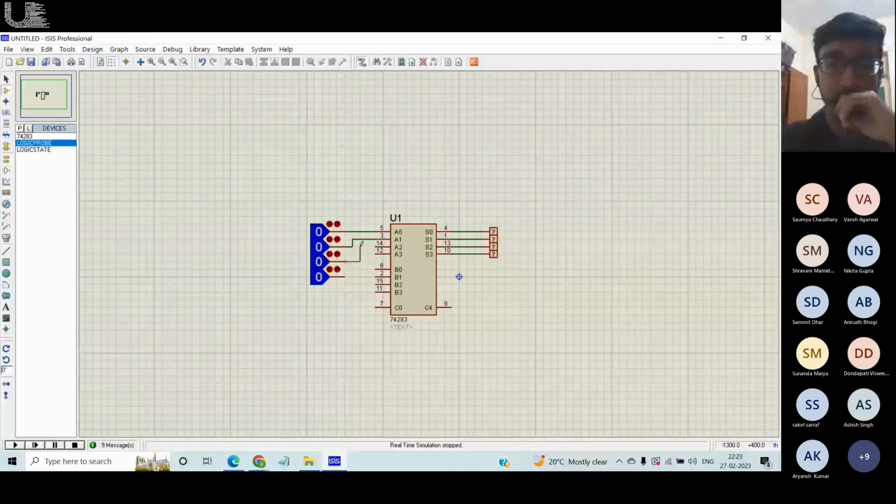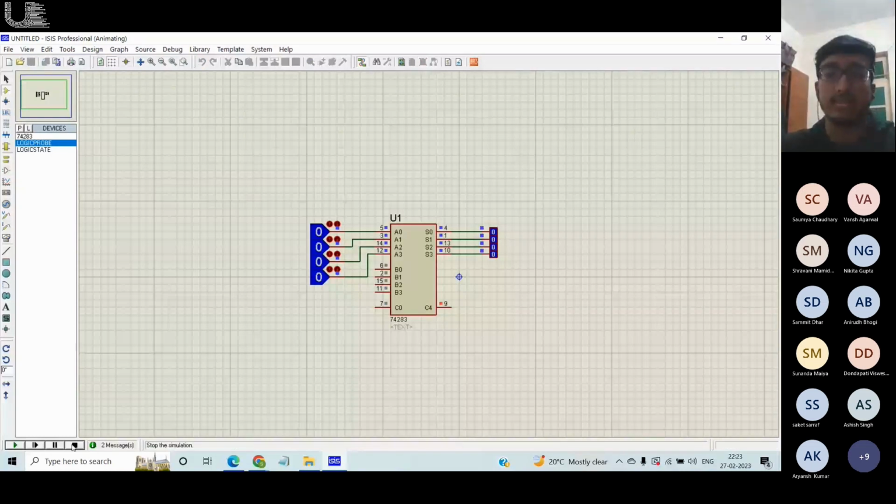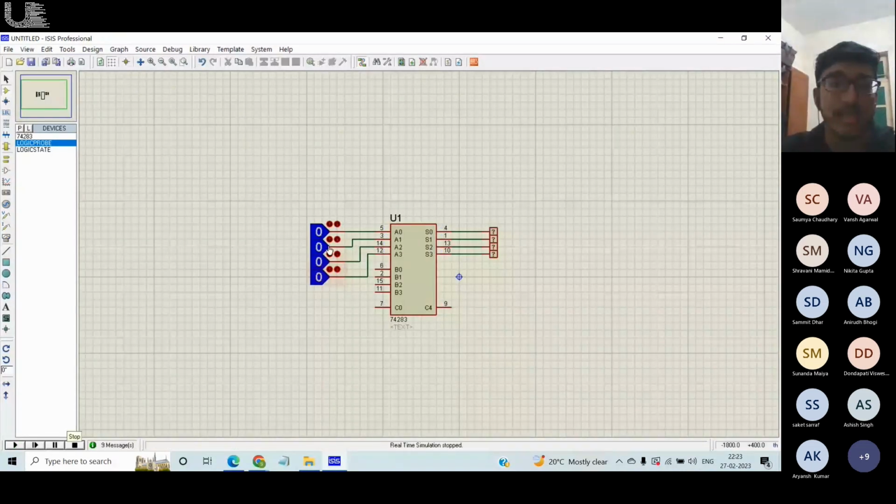So let's put in the... So that is as easy as that. You can put in zeros and ones there.